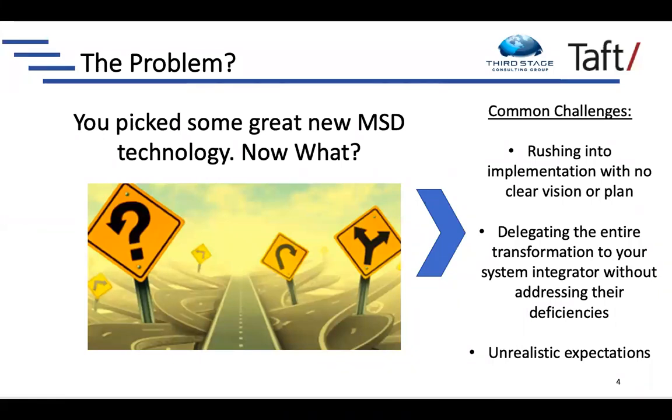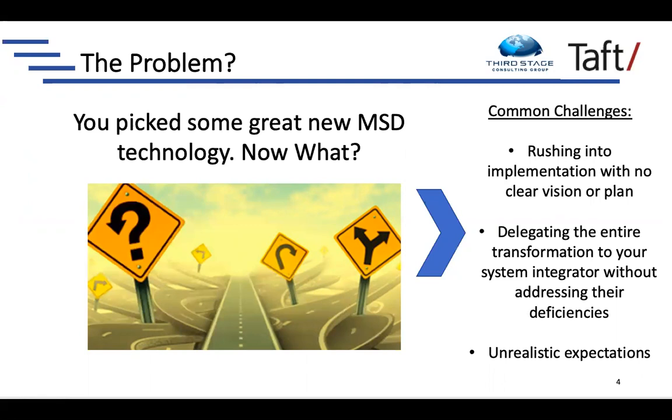That instinct combined with the pressure to get started right away on the technical implementation oftentimes leads to problems down the line. One of the big ones is not having a clear vision or plan for how you want to deploy the technology, and how you want to leverage your system integrator. One of the hidden risks of jumping straight into your deployment is that you end up delegating more of the transformation to your system integrator or VAR without having adequate ownership of the project, and you end up not addressing their deficiencies.